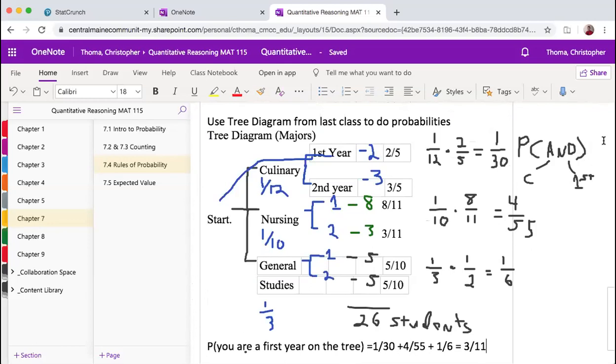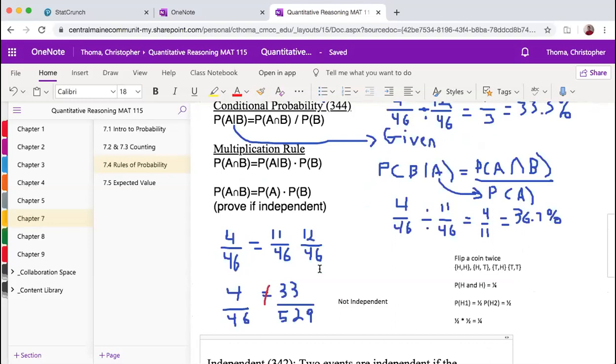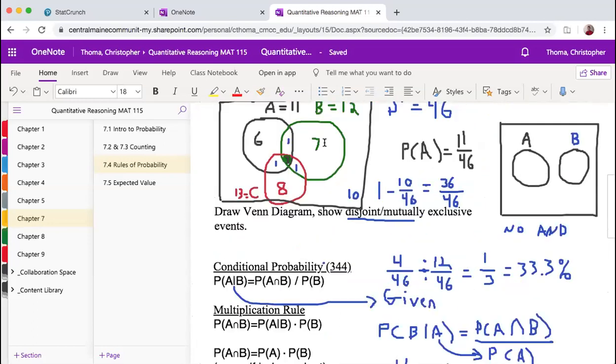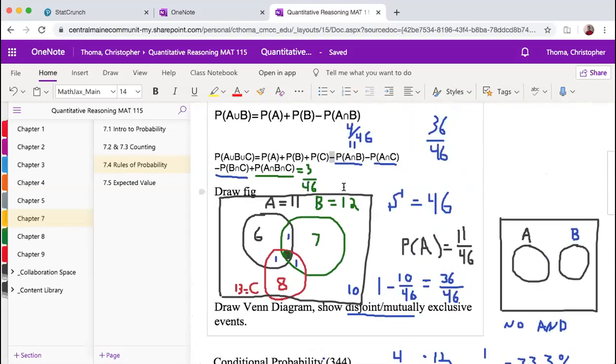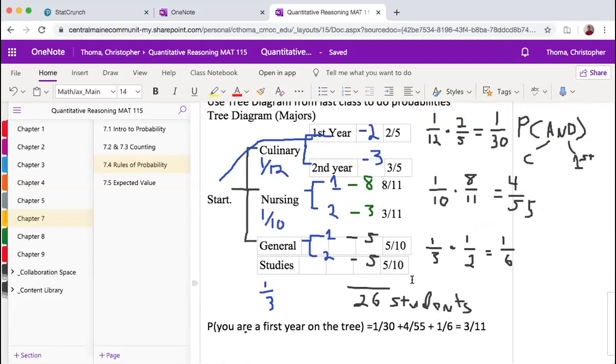But that's what's neat. Once I find my ands, if I add up these three things, I find my ors. And the reason I don't have to subtract anything out, as the formula says to, is that each one of these branches is mutually exclusive, so I can't be in more than one branch. Therefore, I didn't double count anything. Therefore, I can just add everything together.